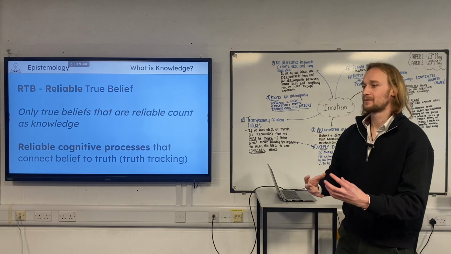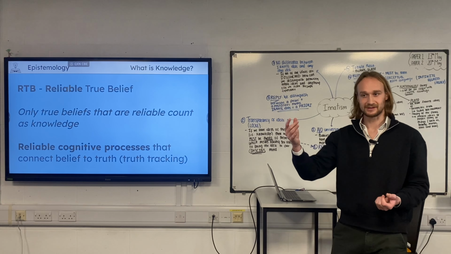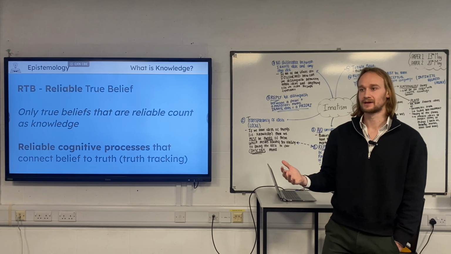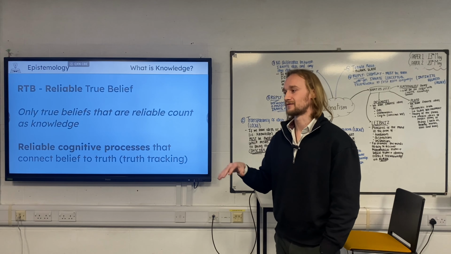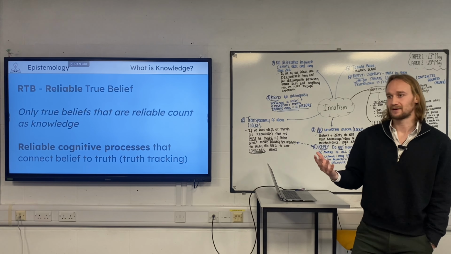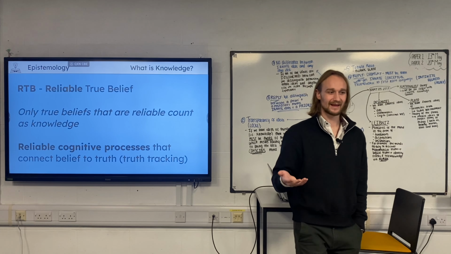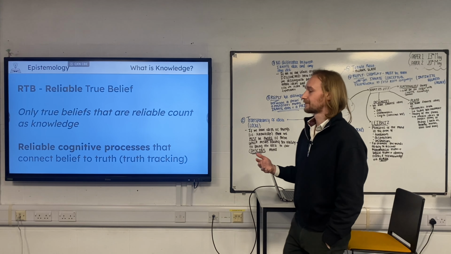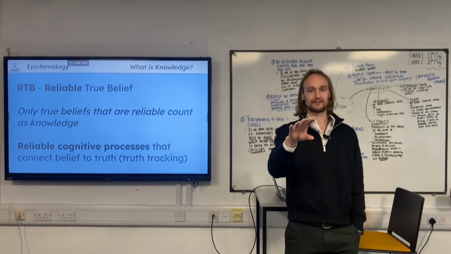So what's reliable is basically the fact that your justification, say, or whatever process you've gone through to gain knowledge, connects that belief that you have to the truth of the thing. So for example, in the sheep in the field case, we might say that that's not reliable. We might say it's not reliable because ultimately he's looked at what looks like a sheep, but it's not a sheep.